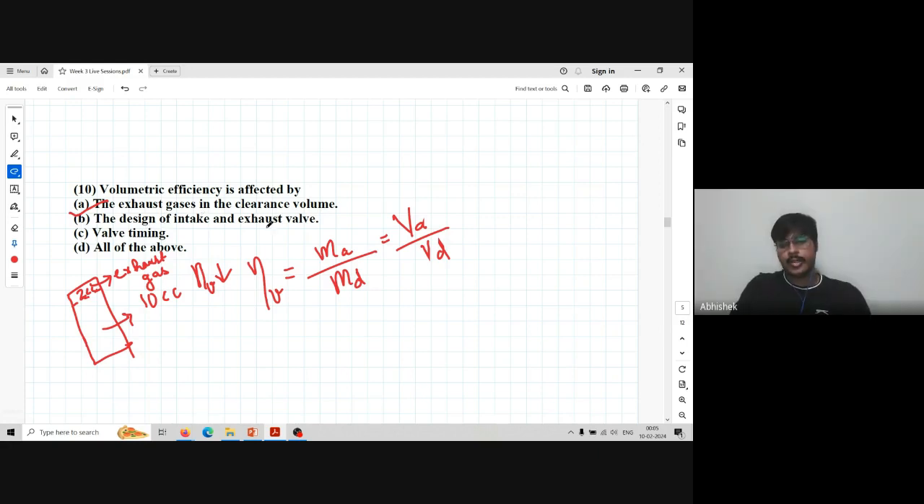The design of the intake and exhaust valve. See, if we increase the size of the intake and the exhaust valve, then that much amount of volume will be gone. So this is also one of the reasons. The valve timing: to increase the amount, so that more air, or let us say the charge, is inside the cylinder, we manage the valve timing, which we have already covered. So the answer is all of them.